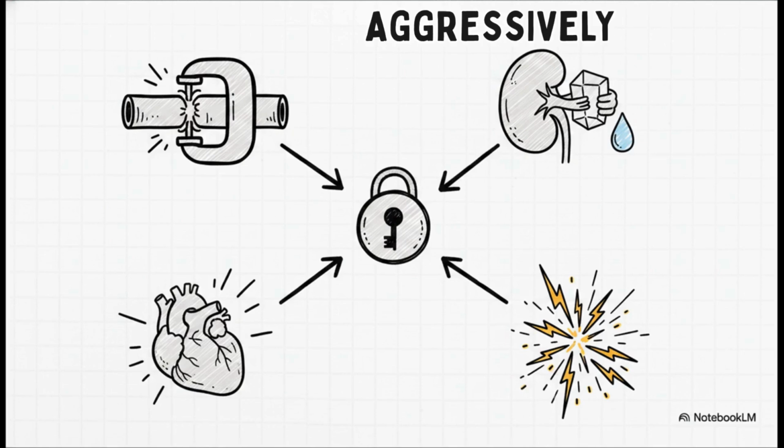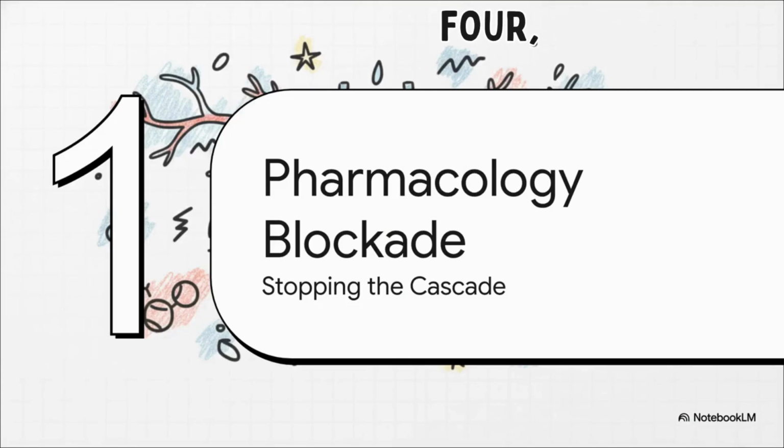Aldosterone tells your kidneys to aggressively hoard salt and water. And think about it, more fluid volume crammed inside tighter pipes equals a massive spike in pressure. Over time, it even stimulates the growth of cardiac and vascular cells to physically reinforce those pipes. It's truly amazing. Let's pivot to part 4, the pharmacology blockade.